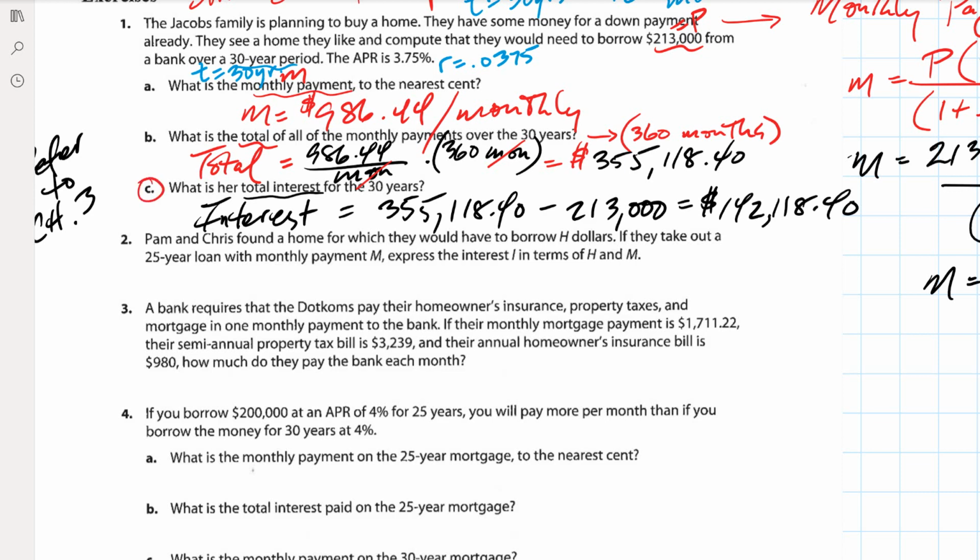We're going to take what we learned from C and apply it here, but we're going to do it using some variables. So first of all, it's a 25-year loan. So the first thing we know is that we have 25 years, and there are 12 months a year, so 25 times 12.